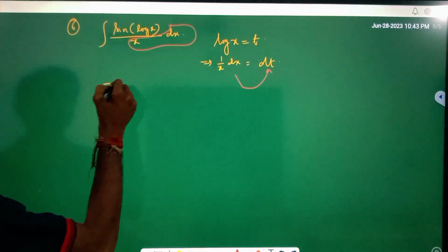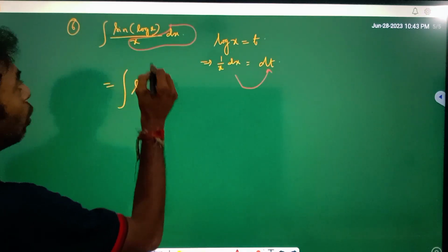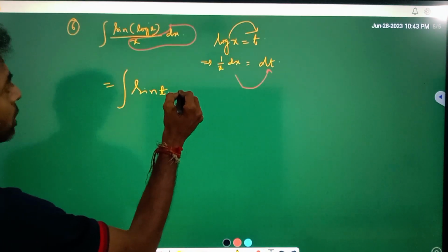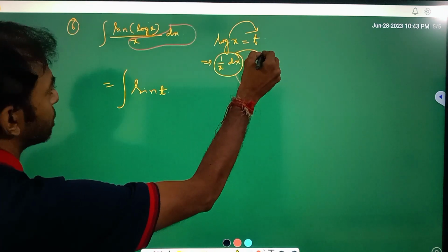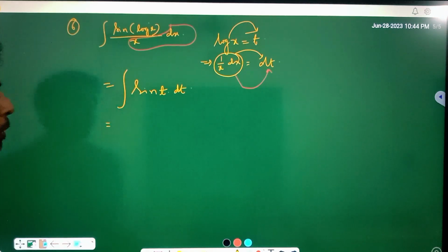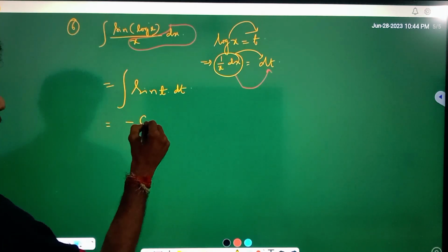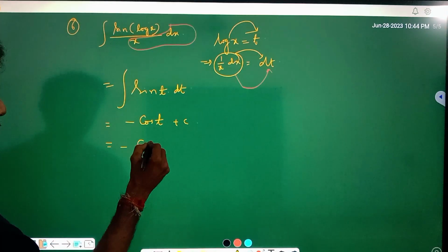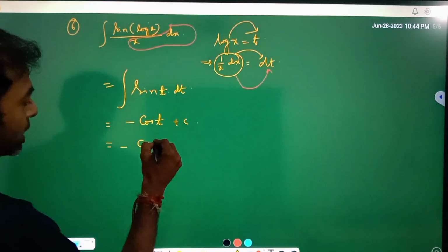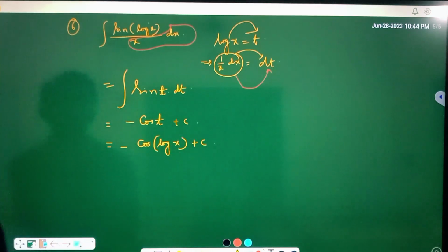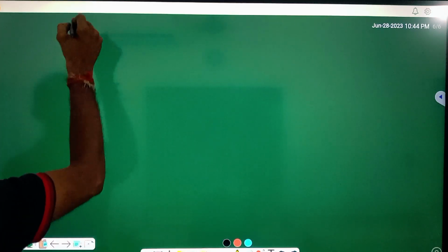So what will be the result here? Integration of sine log x: log x we have substituted by t, so that will be sine t, and 1 by x dx will be substituted by dt. So sine t dt. Now we all know the integration of sine t is minus cos t plus c, where c is the integral constant. Now just put the value of t here. T is log x, so that will be minus cos log x plus c. That's it. Our problem solved. That's our sixth problem.